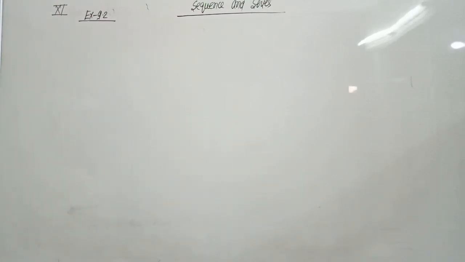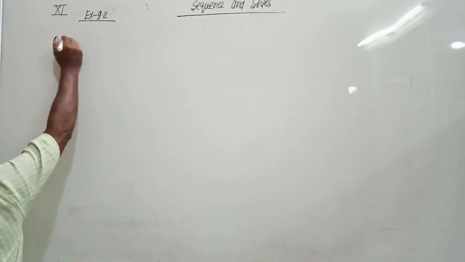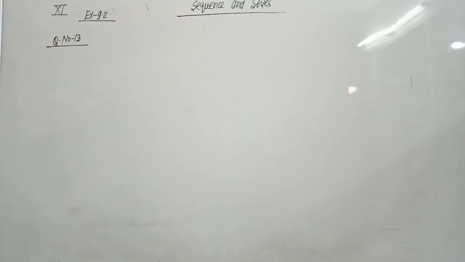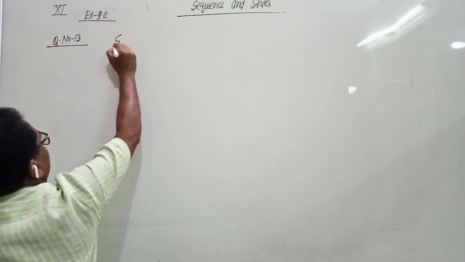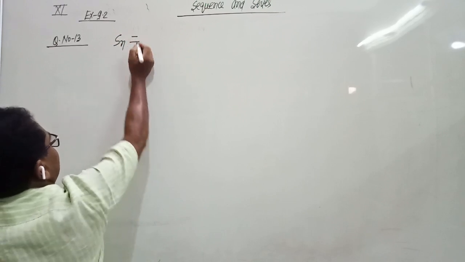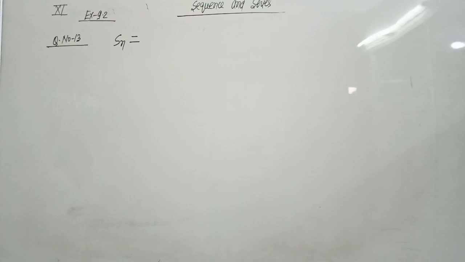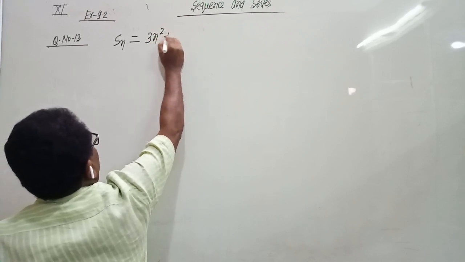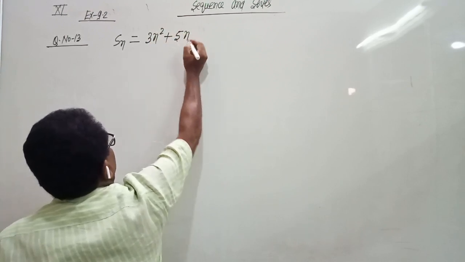Now question number 13. The sum of n terms of an AP, Sn is given. Sn equals 3n square plus 5n.